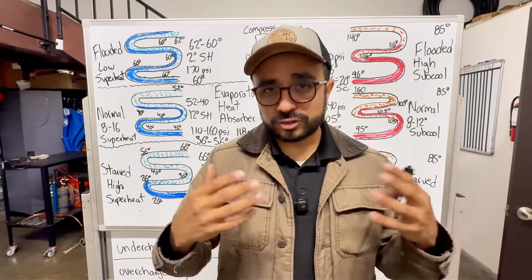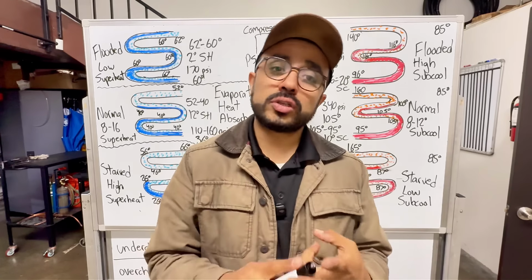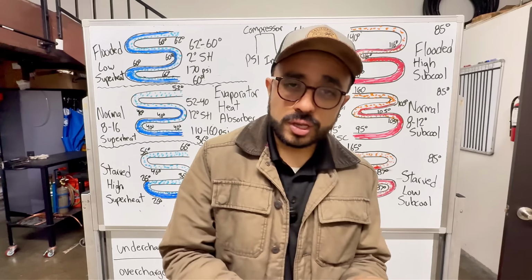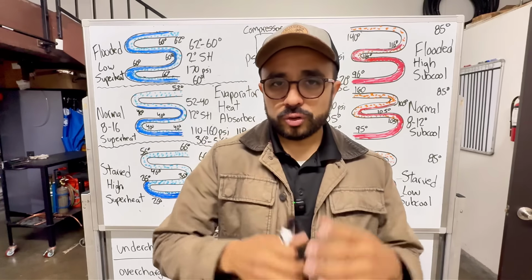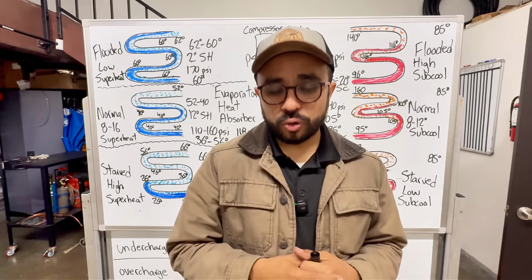How do your superheat, subcool, and pressures look on a system that's undercharged, overcharged, or has a liquid line restriction? Maybe it's a hot house. Maybe it's a cold house. What do those numbers look like? Those are the 5 specific scenarios that we're going to be going over.